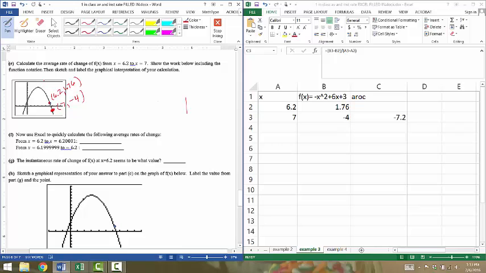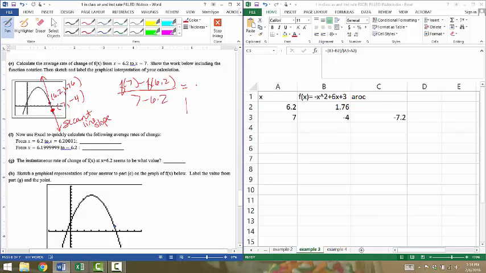When I find the average rate of change, I'm finding the slope of this secant line between those 2 points. Secant line, a line that intersects the function at 2 places. When we find the average rate of change, we're finding the slope of the secant line. So we're going to find f of 7 minus f of 6.2 divided by 7 minus 6.2.